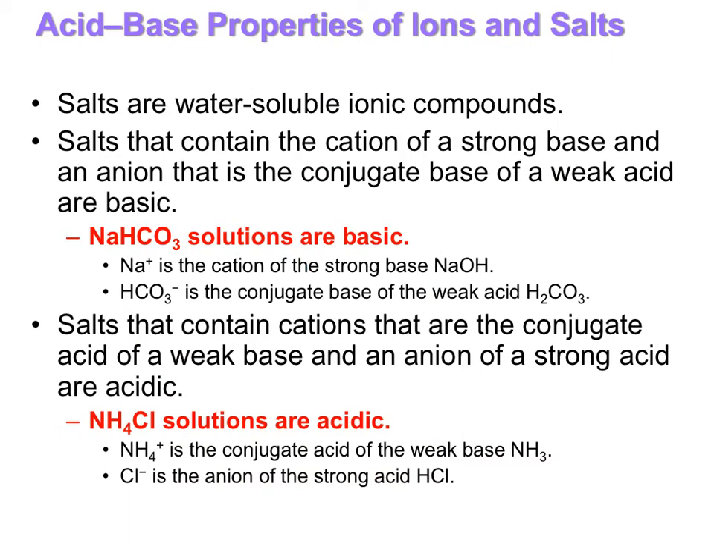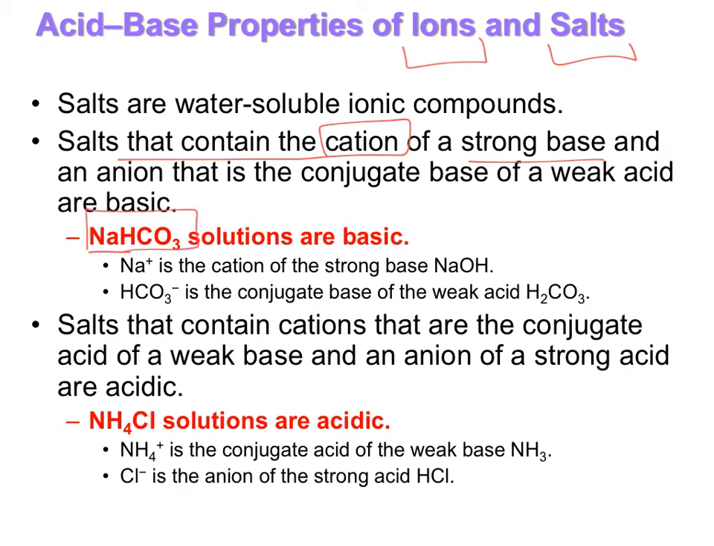So we're going to end off this video with acid-base properties of ions and salts and how these can be categorized as bases versus its conjugate and so on. Salts that contain the cation of a strong base and an anion that is the conjugate base of a weak acid are basic. So this may seem a little convoluted before you really dig into it and see what this means. That's okay. So let's say we're looking at sodium bicarbonate.